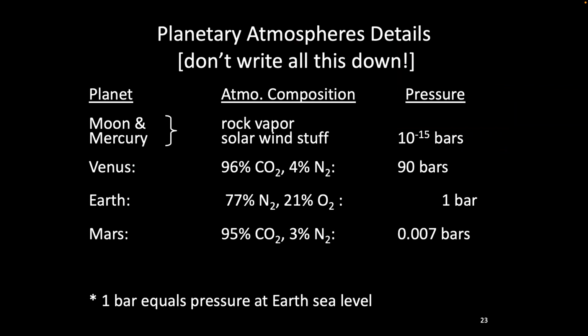So you have the Moon and Mercury, losers of the inner solar system. Rock vapor. What does that even mean? Solar wind stuff? That's barely even a word. Look at this pressure. 10 to the minus 15 bars. So this is the pressure. What's a bar?